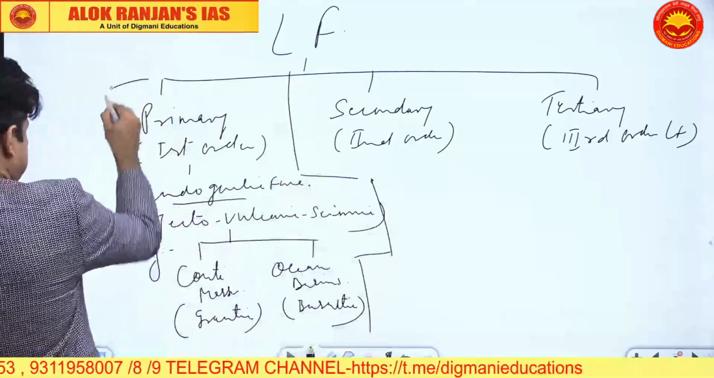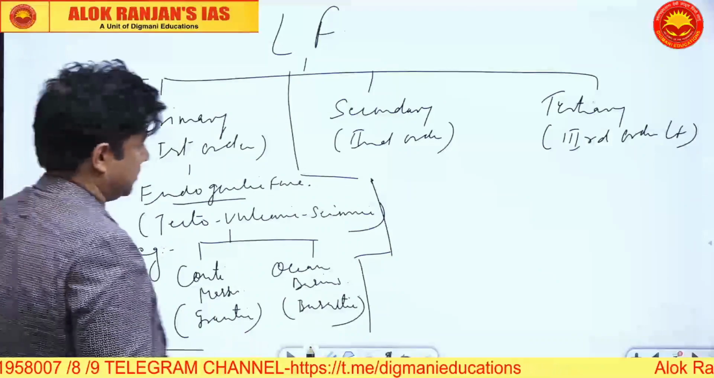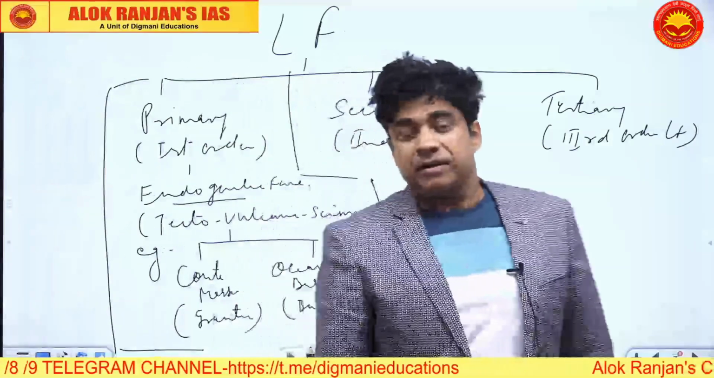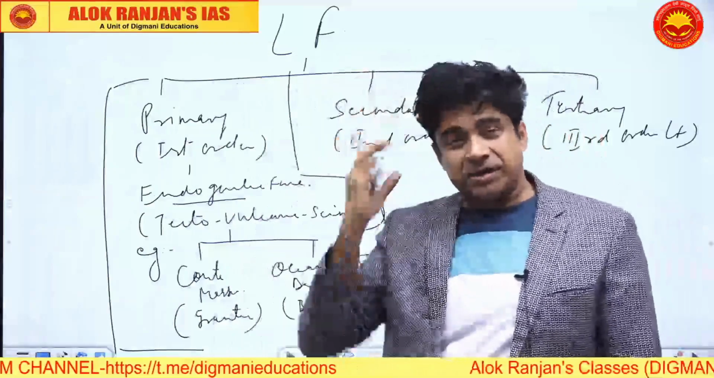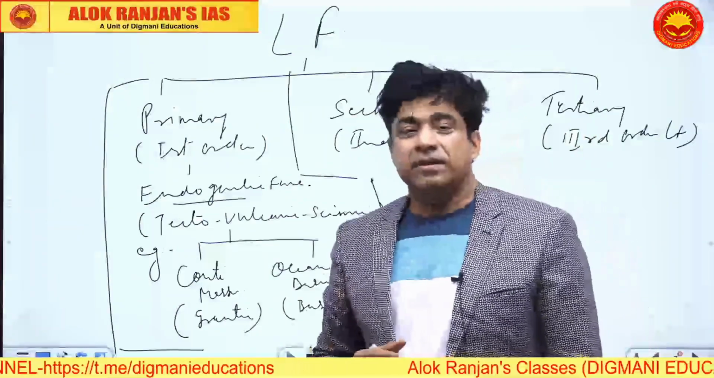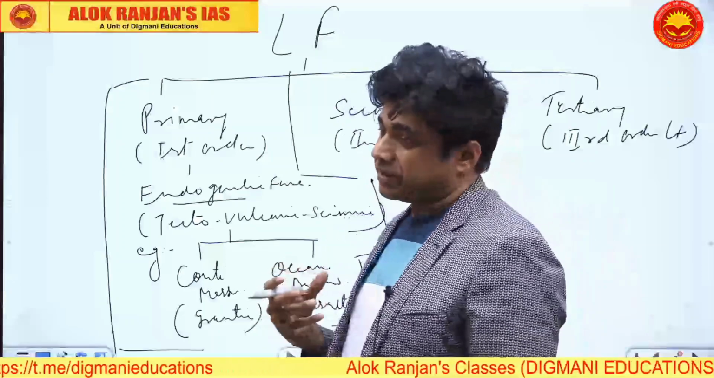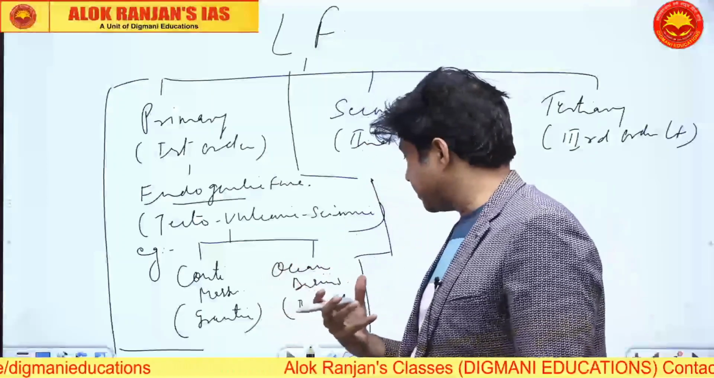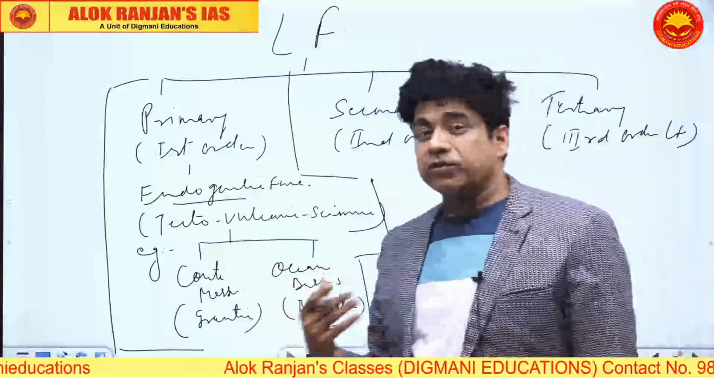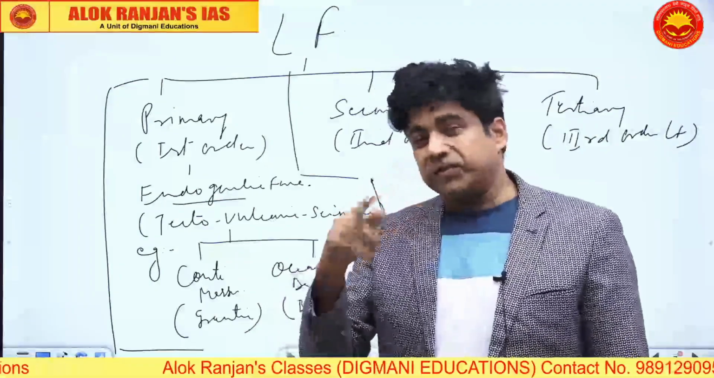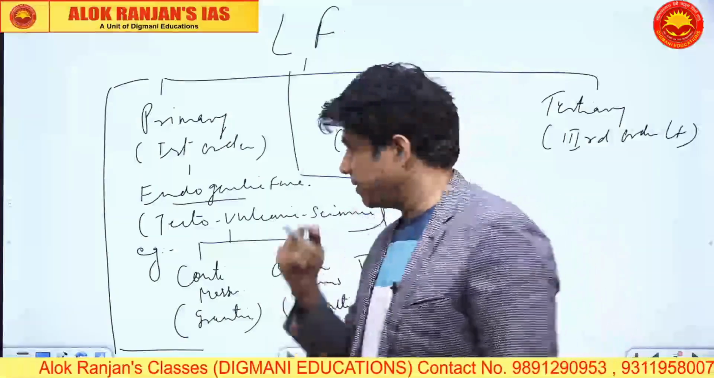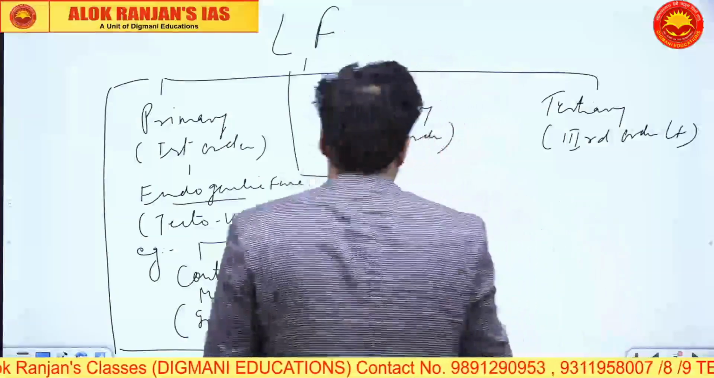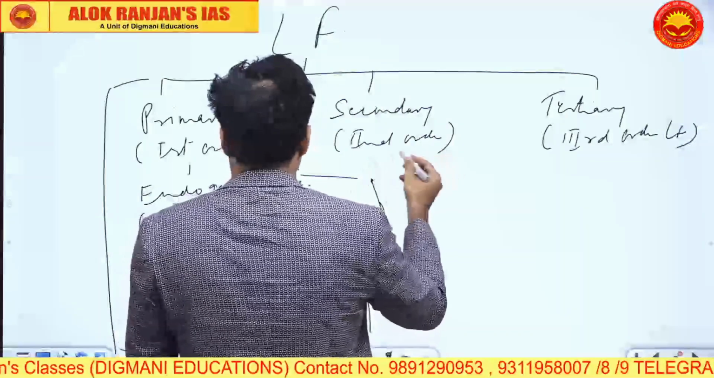This is your primary landform. Put it in a box. Primary landforms are the continental masses, the continental pieces, and the oceanic basins, not the oceans. Pacific is not a landform. The Pacific basin is a landform. That is primary landform. Now secondary landform, or the second order.